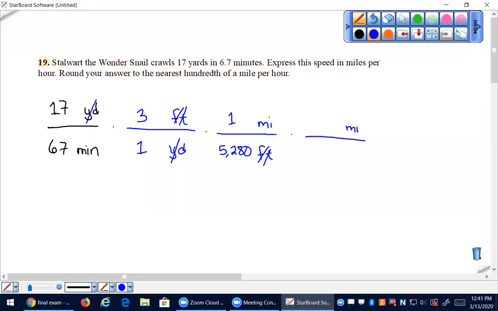Minutes to hours. 1 hour is 60 minutes. So now I have miles per hour like I want. Yay, I can stop adding these blue fractions. So, 17. Easier when you go and do it. But when I get these problems by myself, I don't.